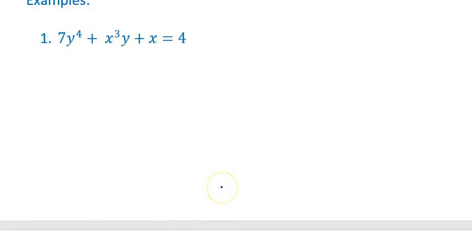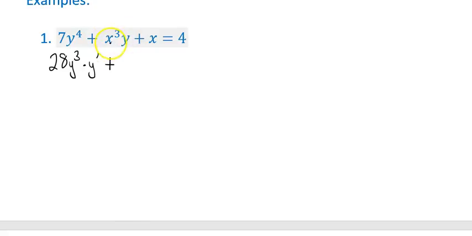Our first example, we have 7y to the fourth plus x cubed y plus x equals 4. So when I look at this, I notice this x cubed y, that's going to be a product rule. 7y to the fourth is going to be a chain rule. The x we treat normally. When we take this derivative, we do the derivative of everything on both sides of the equals mark. So this first one, again, I'm treating it like a chain rule. So I'm going to do the derivative of the outside, which would be 28y cubed, times the derivative of the inside, which would be y prime, because I don't know exactly what that is, so I call it y prime. So that's a chain rule.